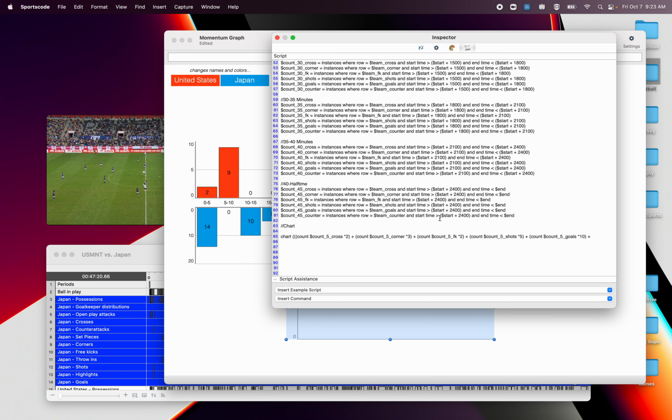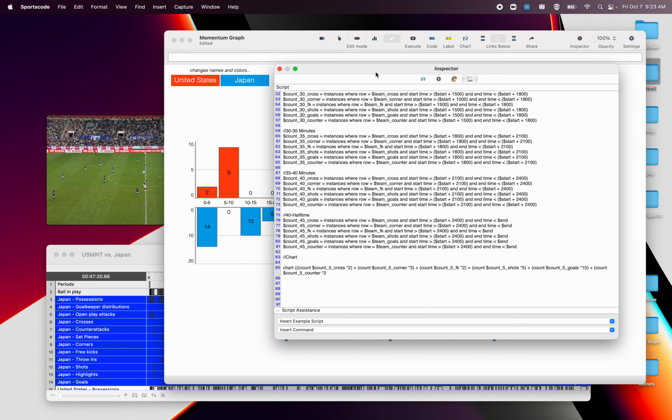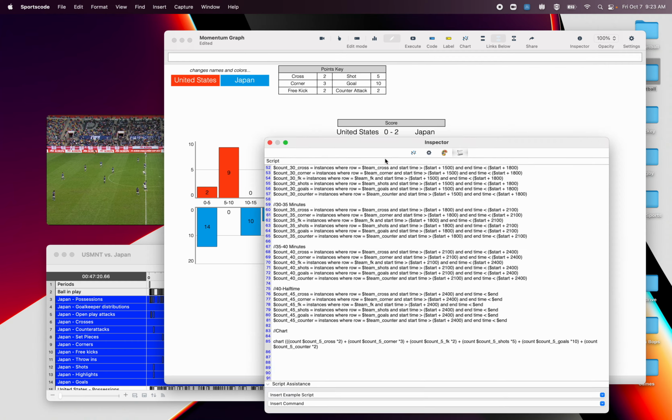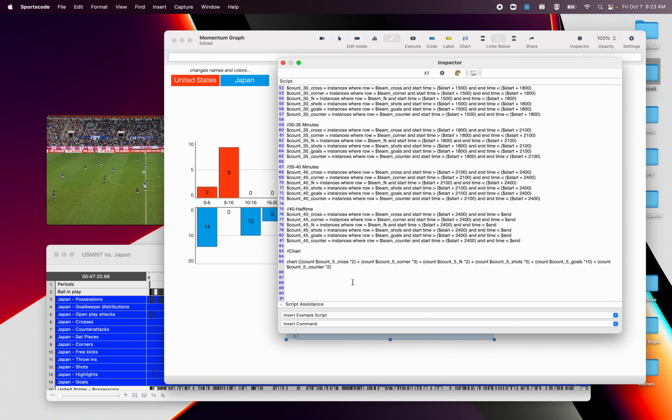And then the last one was going to be counter attacks, which were worth 2 points, I believe. Yep, counter attack was worth 2 points. So now that we've added all of our events together, we now have like an addition of all of the events multiplied by the points that they were worth within the first 5 minutes. So that's the first part of the chart.